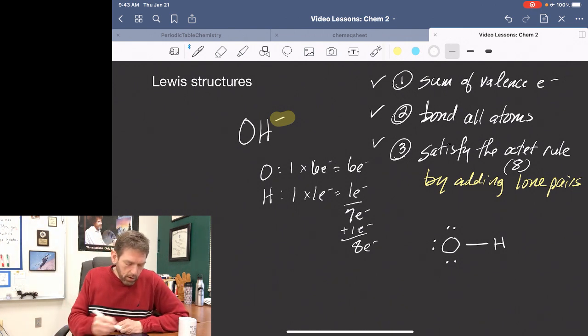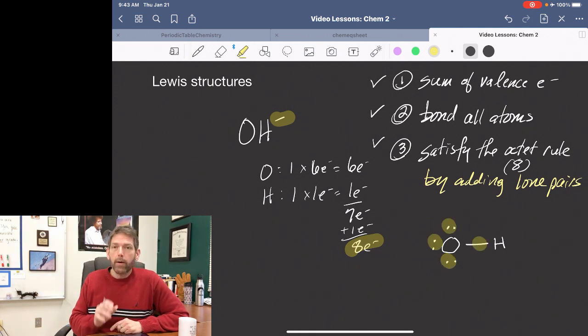So right here, let's take a look. We need a total of 8. So we've got 2, 4, 6, 8. We've got all 8 electrons. Rule 1 is still good. Rule 2 is still good. Rule 3 is still good to go. This is fine. We've got a structure that now works. Again, if we look at this, we could say we have 2, 4, 6 electrons in lone pairs.